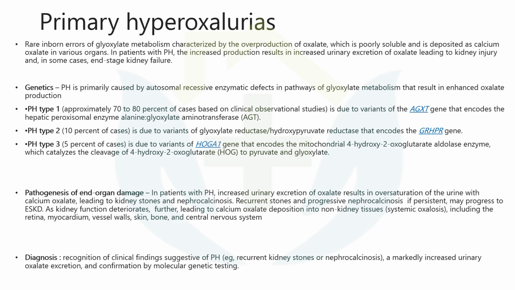How do you diagnose this case? Basically, if recurrent kidney stones are happening, we do the urine test, and if urinary oxalate excretion is increased, that's the way we diagnose it. And sometimes we do molecular genetic testing. So mostly in the urine analysis we make the diagnosis of primary hyperoxalurias. Next.